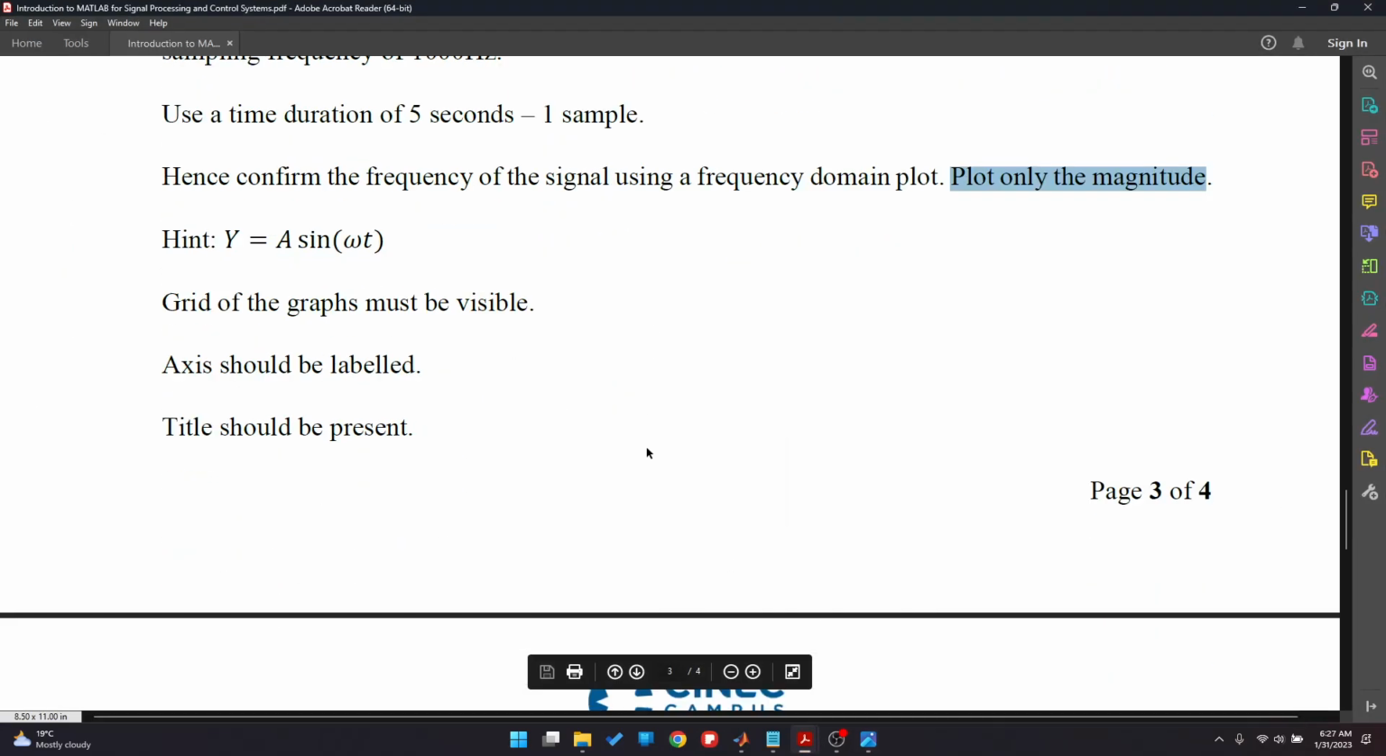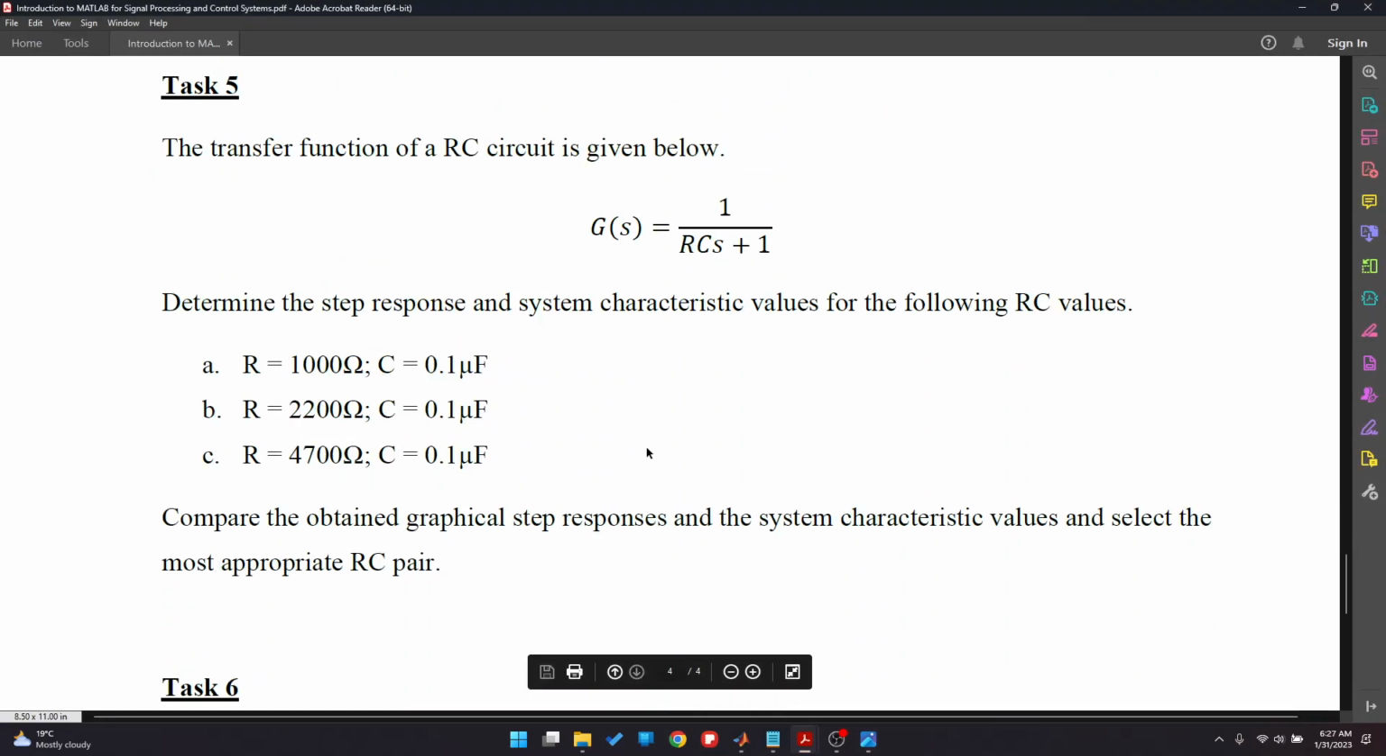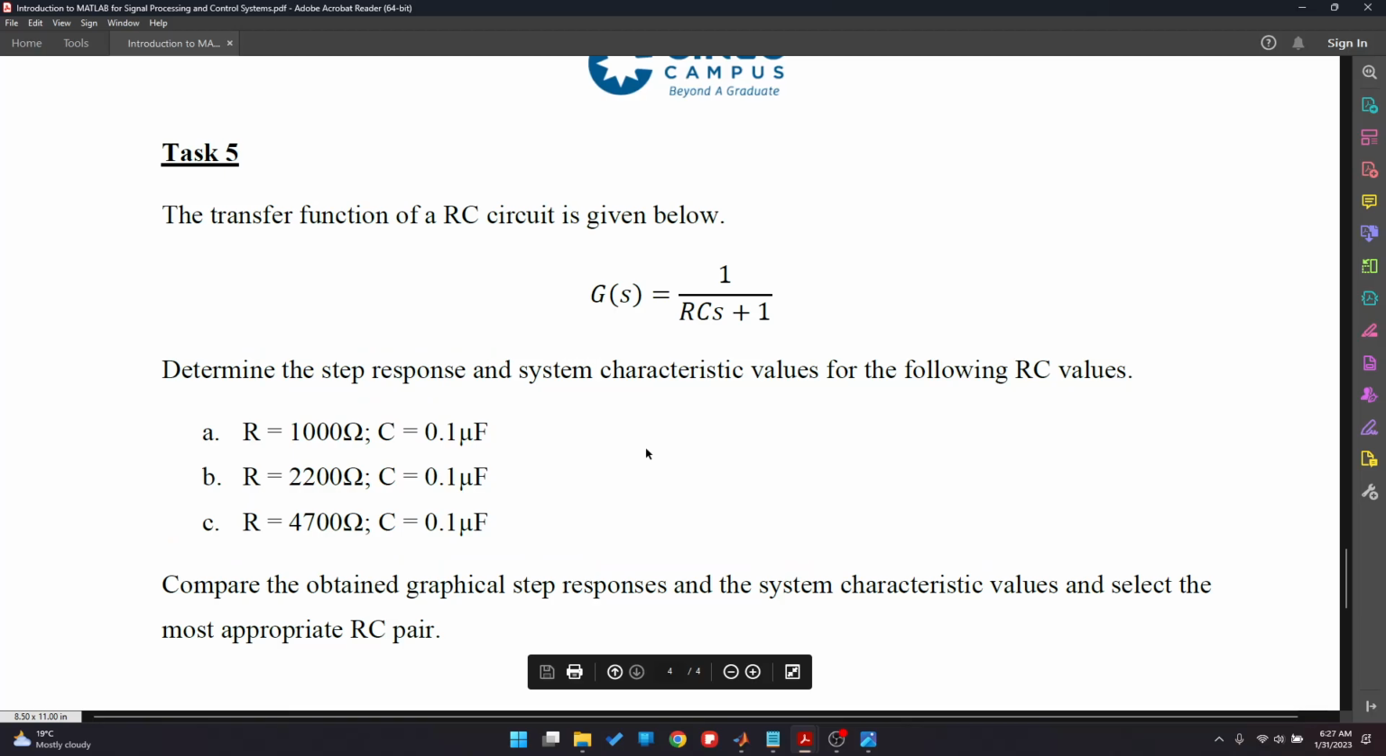Next, we will move into controls using MATLAB, where we will try to plot the step response of a transfer function in an RC circuit.